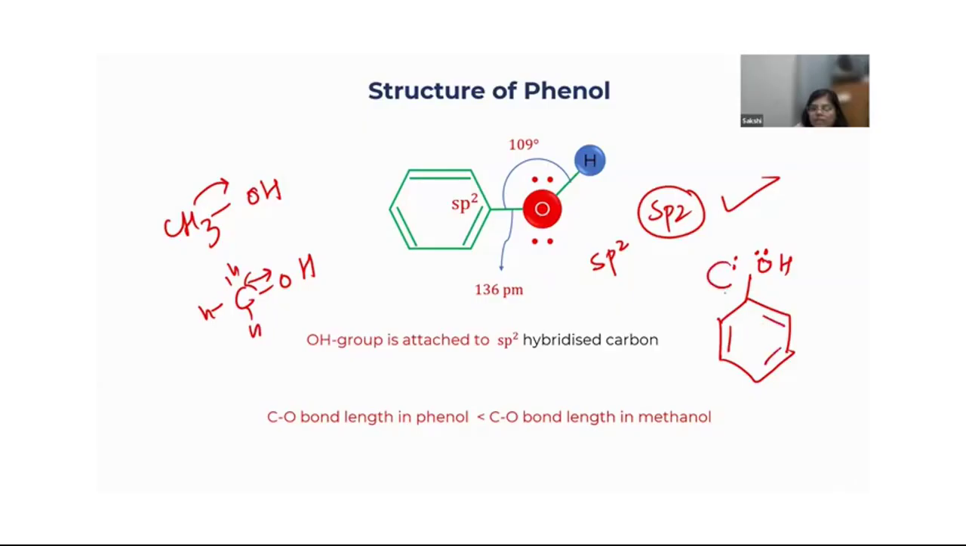So what happens, there is a shifting of electrons like this. So if the electrons shift like this, which is called resonance, it causes a partial double bond character here. And you all know that a double bond is a strong bond. Since it pulls the electrons strongly, this bond here becomes smaller. It becomes 136 picometers. There it was 142 picometers, right? That is the reason this is asked in the exam: why the C-O bond length in phenol is less than the C-O bond length in methanol.